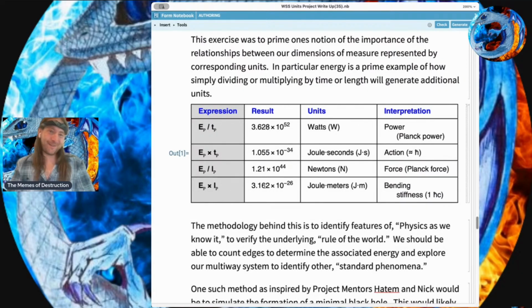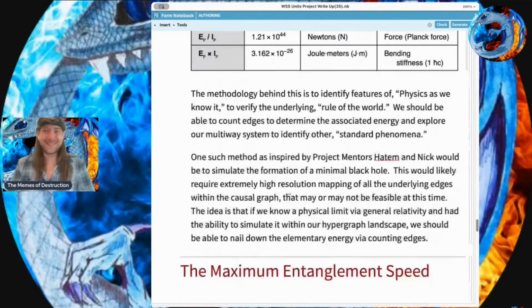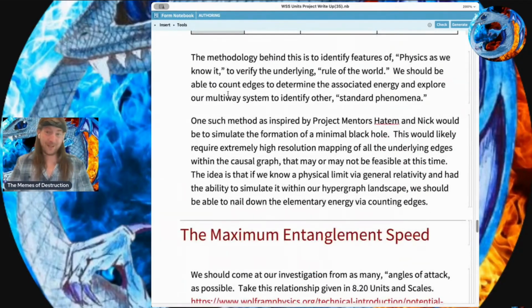I did not know that was a thing until I went through and did this. So it seems pretty cool. I mean, it's just what it comes out to be. So the methodology behind this is to identify features of physics as we know it to verify the underlying rule of the world. We should be able to count edges to determine the associated energy and explore our multi-way system to identify other standard phenomena.